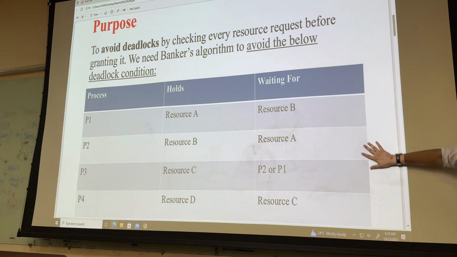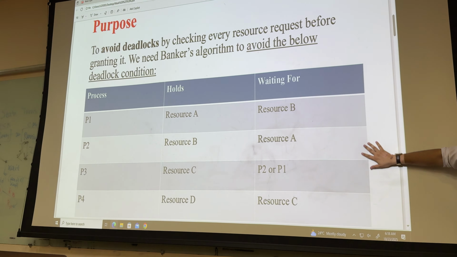Why 3? We have 3 types of resources. Resource A we have. So P1 is holding only resource B, right? And process number 2 is holding only 2 copies of the resource A. P3 is holding 3 copies of the resource A and then 2 copies of the resource C. If you want to find out RA, simply 2 plus 3 plus 2.